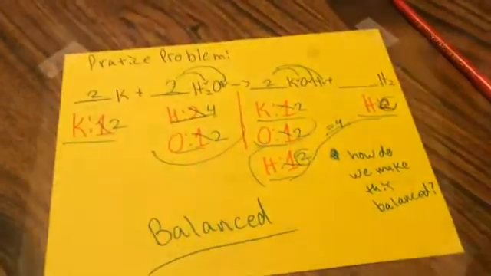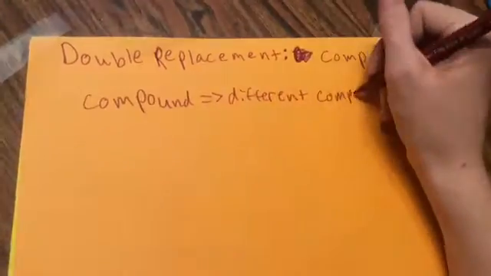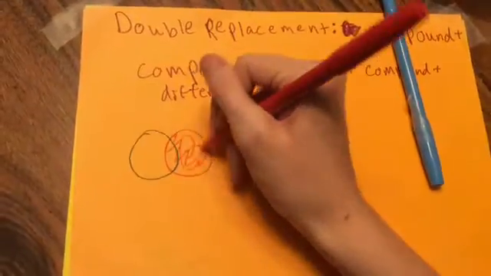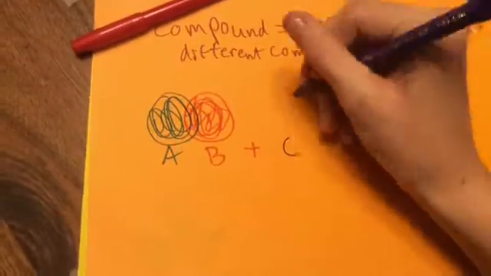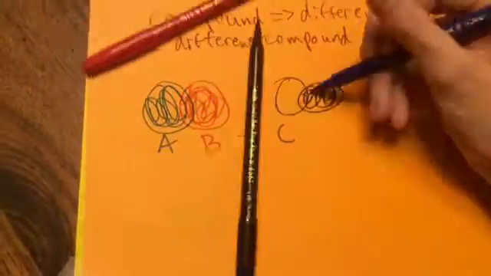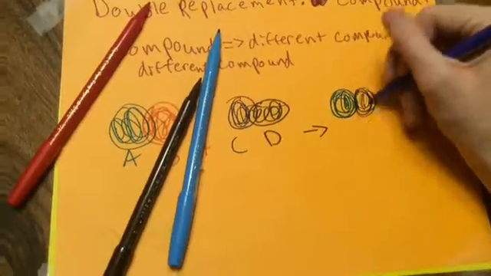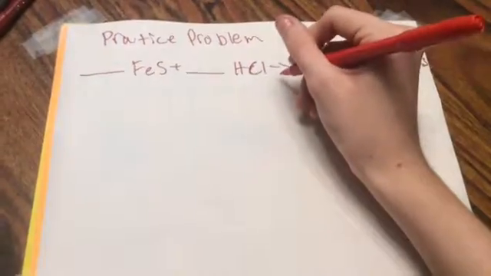Yay! Okay, so our next reaction is double replacement. So this one is compound plus compound, and it's a different compound plus a different compound. So we have AB plus CD, and that changes into AC plus BD.